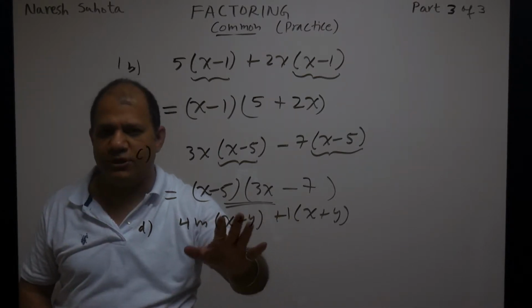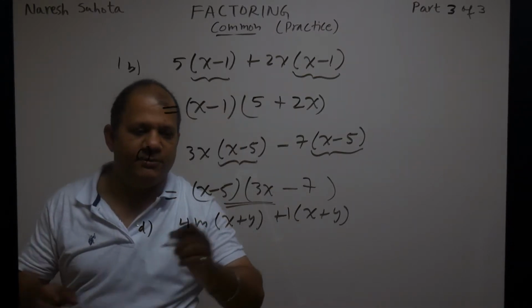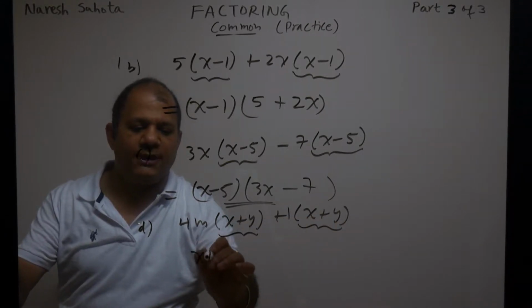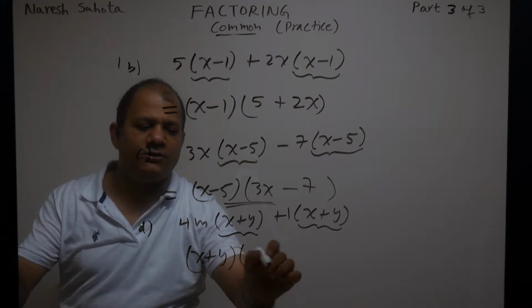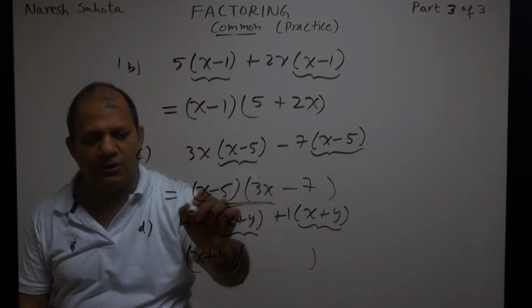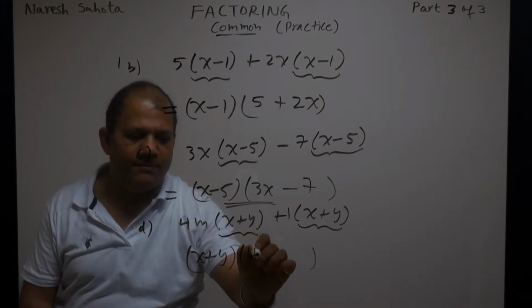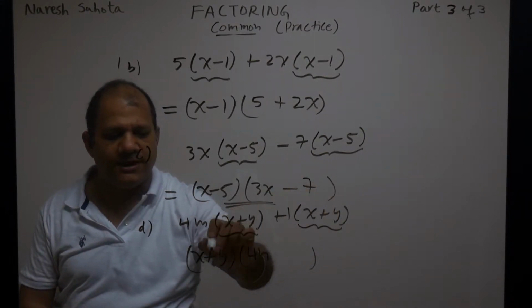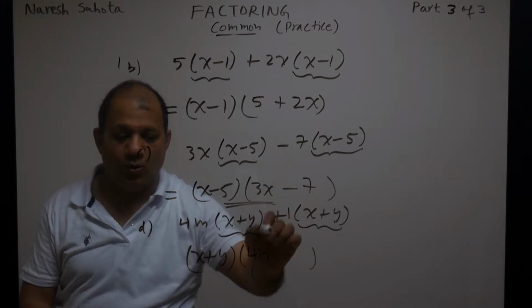So now we have two terms. It's just like any of the questions we've done previously. So x plus y is common. So x plus y is our common factor. And from here, we pull out this factor. The other factor is 4m. From here, we pull out x plus y as a factor. The other factor is 1.